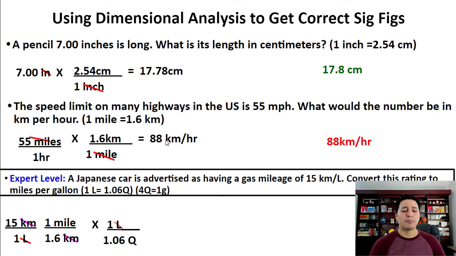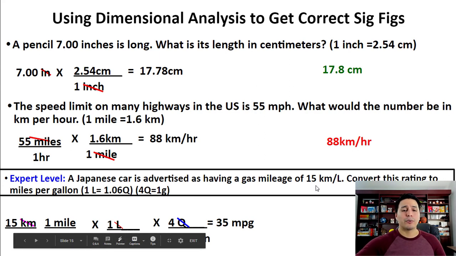But I don't want the answer in miles per quart. So in this case, I want to get rid of quarts. So 4 quarts will go on top, and this is going to be over 1 gallon. In this case, the quarts are going to cancel out, and our final answer is going to be in miles per gallon. So when you multiply and divide all of this out, you get 35 miles per gallon.